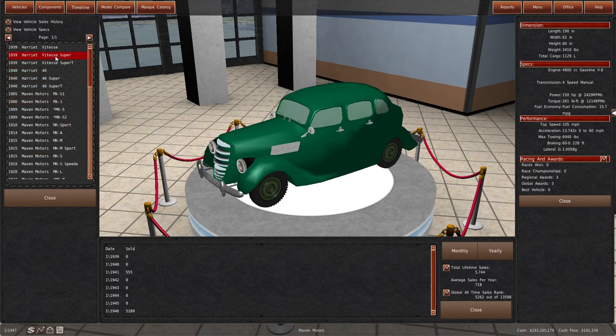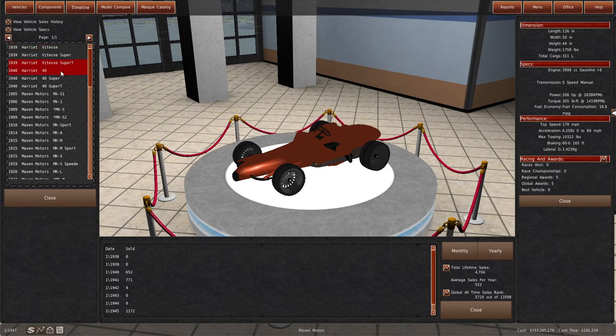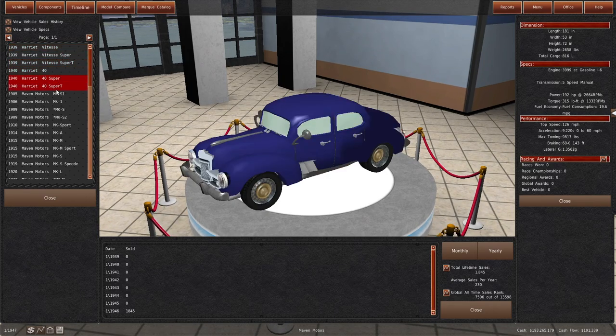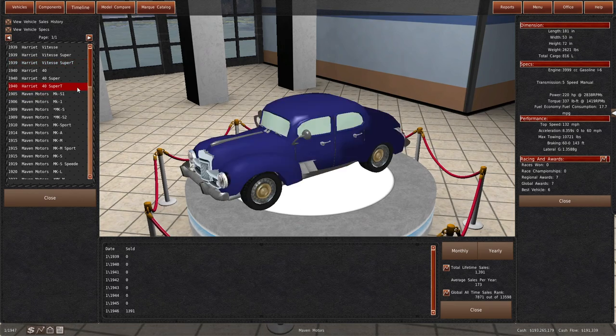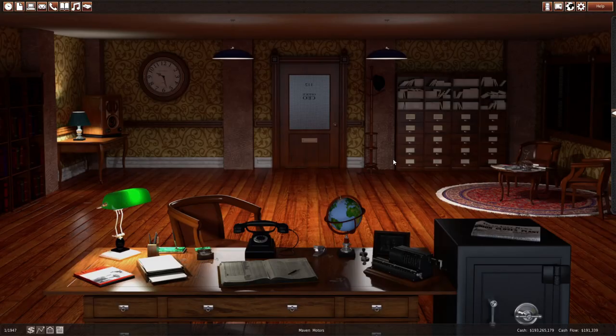How's Harriet? Because we got Harriet models as well. The Vitesse, which is a sports car. We got the 40. I'm not sure why it's called a 40. Probably because it's a 4-liter. So that's not bad. They're all selling kind of okay. The Vitesse is selling fairly well. Sales are actually at an all-time high for pretty much all of our vehicles. The Super Turbo is doing quite good. 206 horsepower is not bad. This has got 220 horsepower, but it's a big old girl.